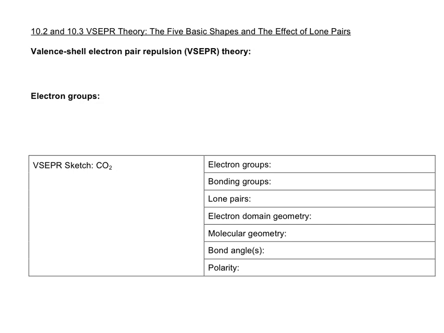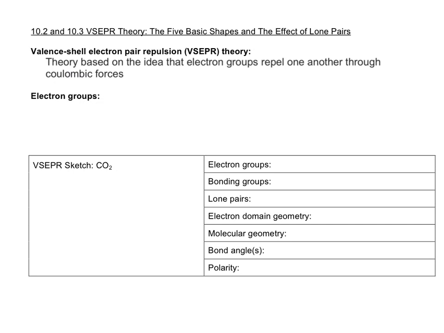It's a theory based on the simple idea that electron groups repel one another through Coulombic forces. If you remember, Coulombic forces tell us that opposites attract and like charges repel. If all electrons have negative charges, then they aren't going to want to be close together in space. All right, so this brings us to the question of what are electron groups.